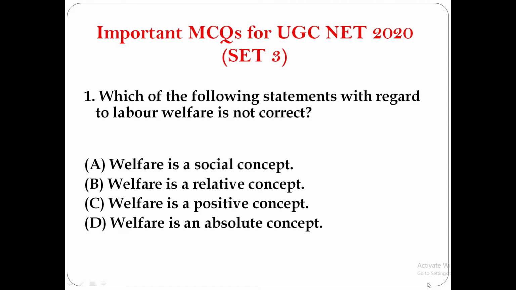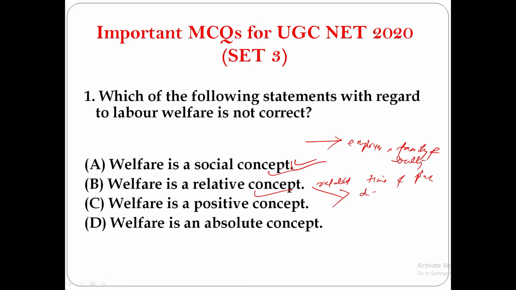Question number 1. Which of the following statements with regard to labor welfare is not correct? Welfare is a social concept. Yes, this is true. Why? Because welfare means employers should ensure that welfare is given to the employee, his family and his society as a whole. So this concept is true. Now, what is a relative concept? Relative concept means that labor welfare differs with respect to time and place. For example, labor welfare measures in India might be different as compared to the US. So it is a relative concept.